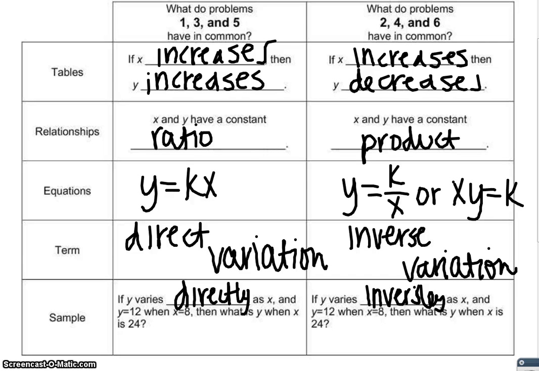My sample problem says if y varies inversely as x, and y equals 12 when x equals 8, then what is y when x equals 24? The sample problems are the same question, but one's direct and one's inverse. I want you to practice those two problems, and when we get in class tomorrow, you're going to do the practice variation.